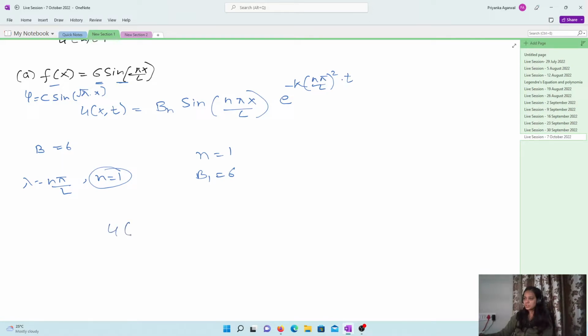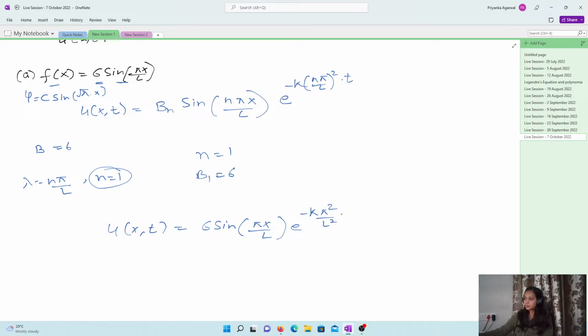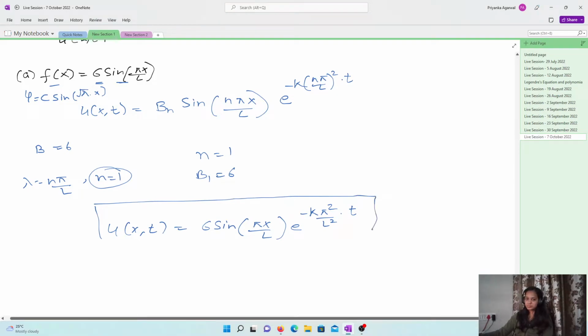So now u of x comma t will become 6 sin pi x by L e to the power minus k pi square over L square into t. And this is the solution which we need. Okay.